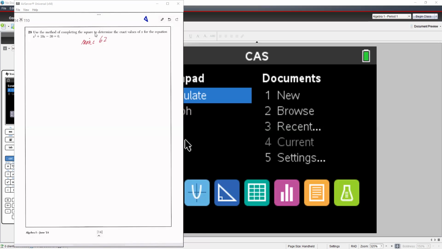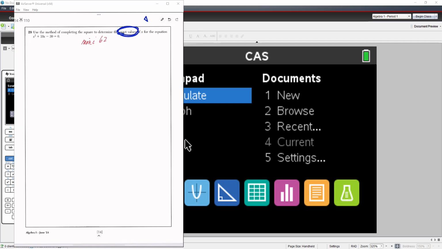They want us to complete the square to determine the exact values. Now, I didn't mention this in the last video. I forgot to point this out. But whenever you see "exact," that means they don't want decimals. They especially don't want irrational numbers. So they want you to leave the square root as a square root if it's not a perfect square. All right, so let me show you what you're doing.